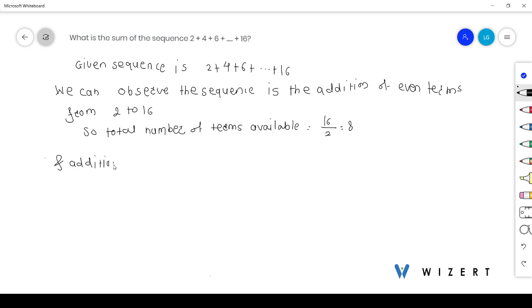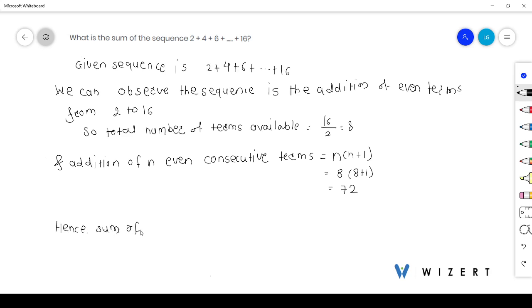addition of n even consecutive terms is given by n into n plus 1, that is 8 into 8 plus 1, which is 8 into 9 means 72. Hence, the sum of the sequence 2 plus 4 plus 6 and so on plus 16 is 72.